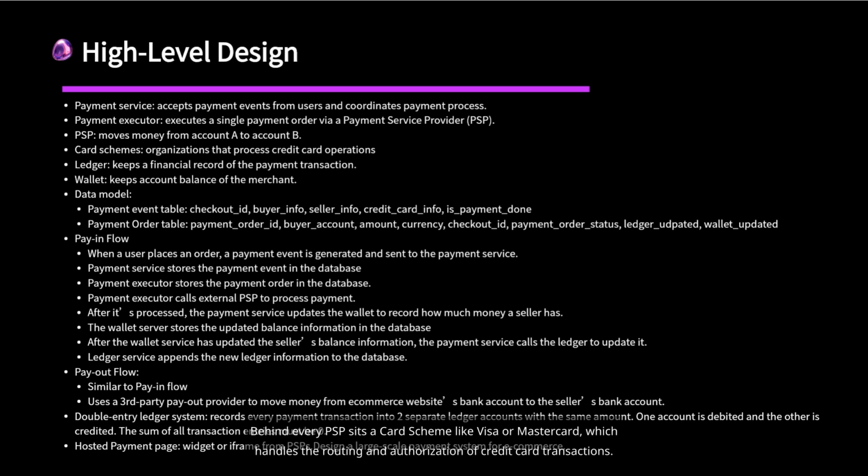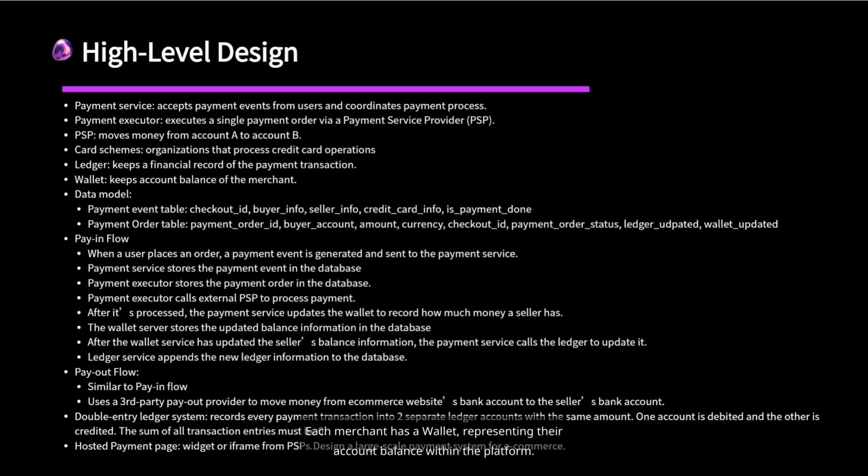Behind every PSP sits a card scheme like Visa or MasterCard, which handles the routing and authorization of credit card transactions. To ensure accurate and consistent tracking, the system maintains a double-entry ledger. This is a foundational accounting practice where every transaction is recorded in two places, a debit from one account and a credit to another, and the sum must always be zero. This model helps with reconciliation, fraud detection, and regulatory compliance.